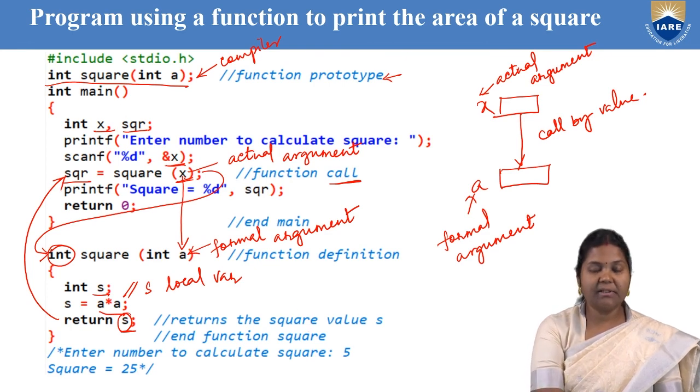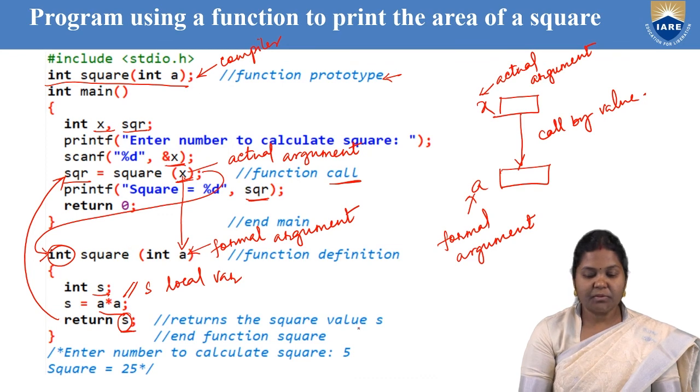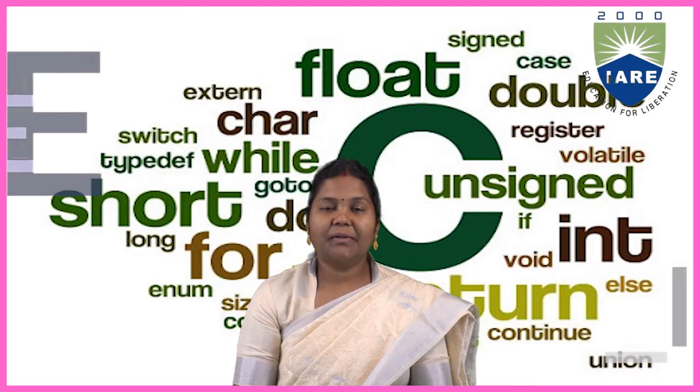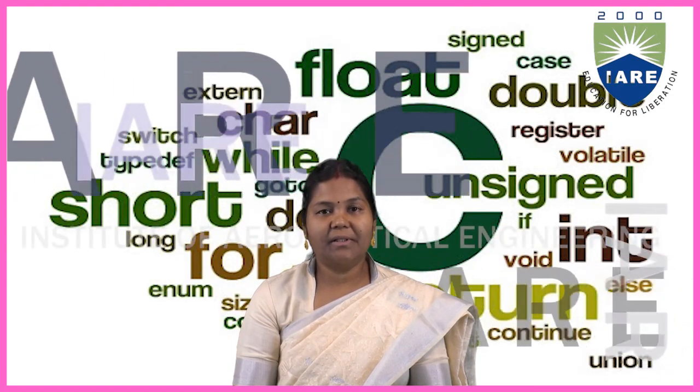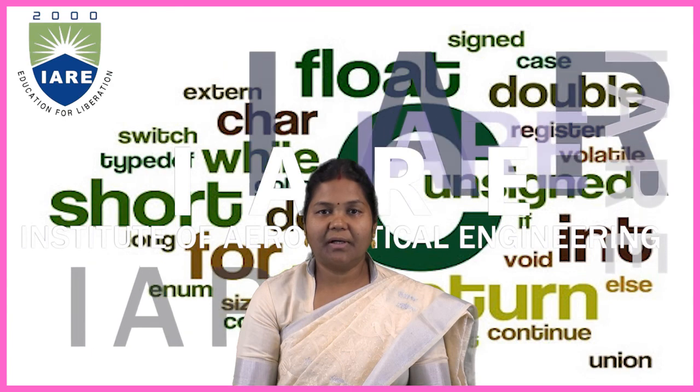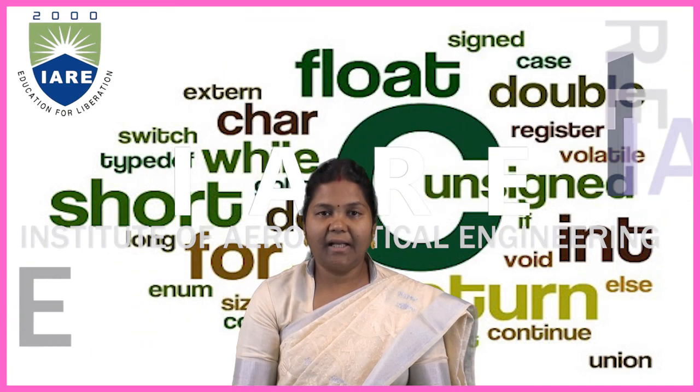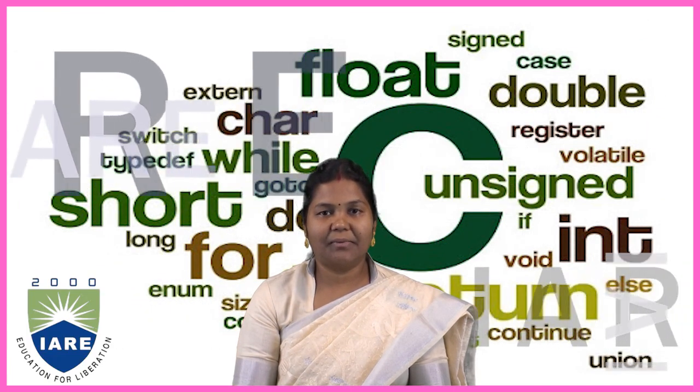After receiving the value, it prints the square of the number, which is nothing but the sqr value, and then the program stops. So this is a simple example of writing a user-defined function square to find the square of a number. In this video, we have learned about the introduction to user-defined functions and the different elements for writing a user-defined function with an example.